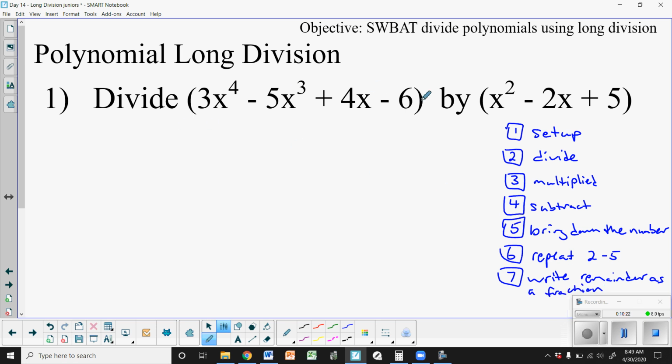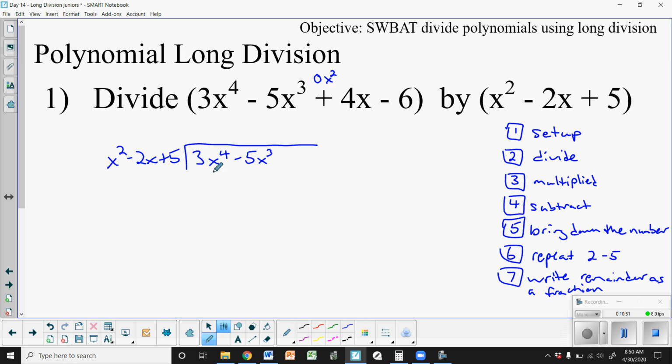So when we divide this, let's set it up first. So we have x squared minus 2x plus 5. You want to see how that goes into this one here. So we have 3x to the 4th minus 5x cubed. Oh, wait a minute, we don't have an x squared part here. So what we really have in this one is plus a 0x squared.